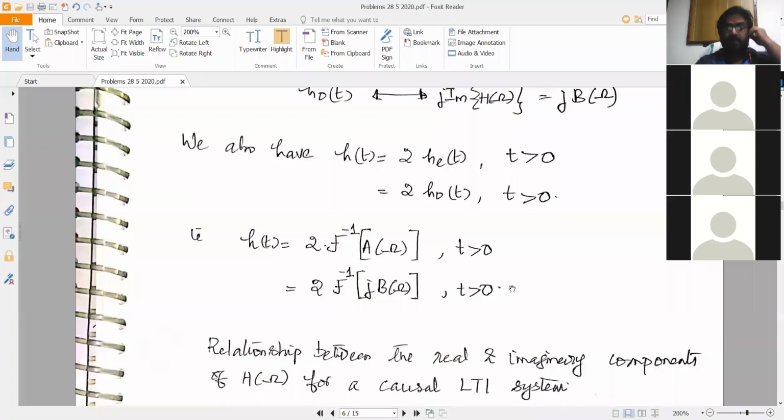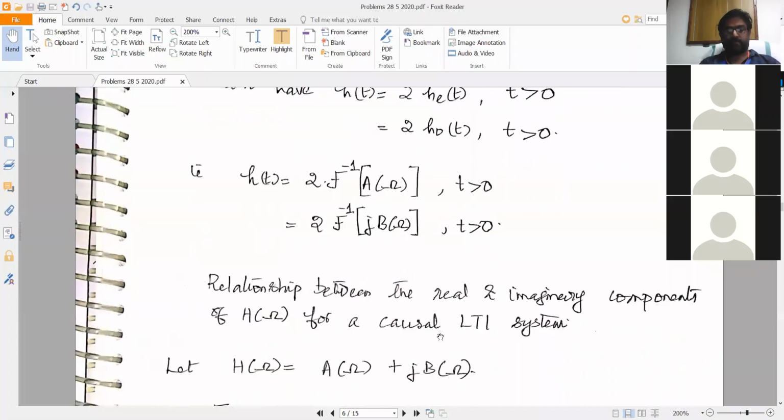So if you are given A of omega, you can find out h of t, or if you are given only B of omega, then also you can find out h of t. Since you have h of t, you find the Fourier transform of h of t, that will give you H of omega. Which will mean that if you are given A of omega, you can find out H of omega. Or if you are given only B of omega, then also you can find out H of omega. So now that is to be discussed in the next problem.